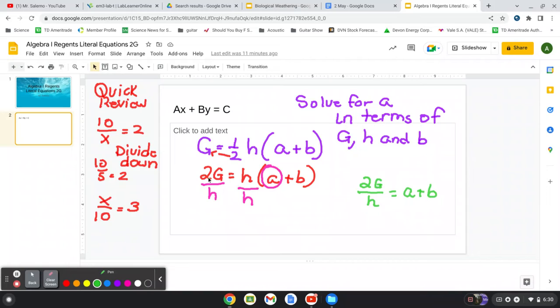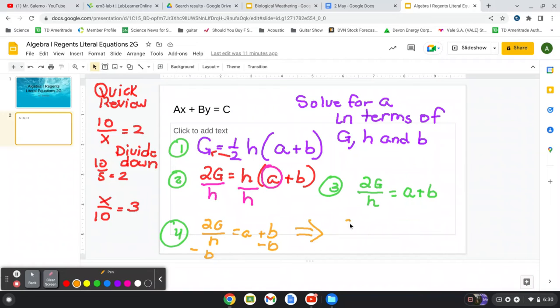All right. So we're going into the fourth step now, right? We had 1, we had 2, we had 3, and now the fourth step over here, and let's change the color again, why not? So we have 2G over H equals A plus B, and we want the A alone, so we'll minus the B on both sides, right? Because we have a plus there. So our final answer, have our nice little arrow here, will be 2G over H minus B equals A. So we solved it in terms of A.